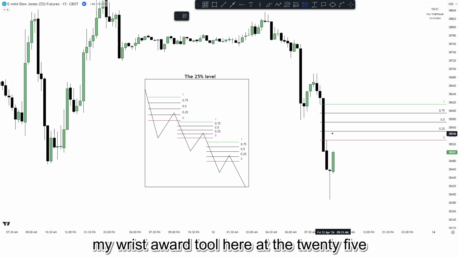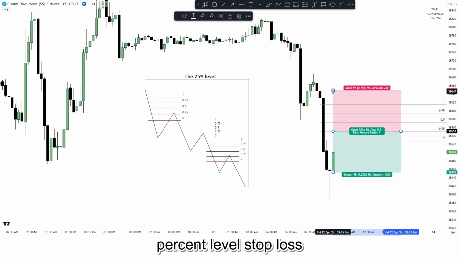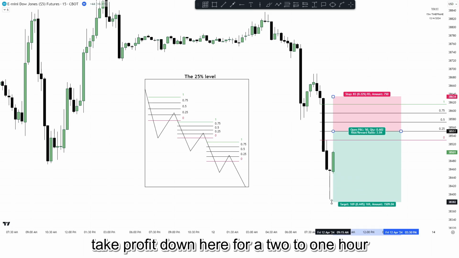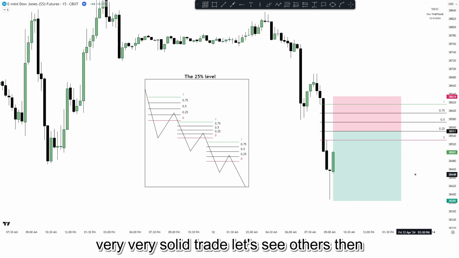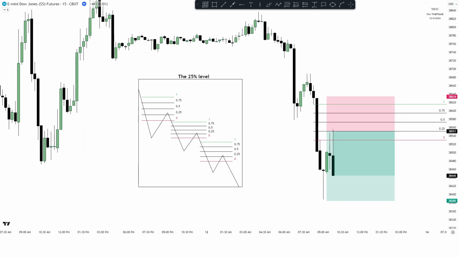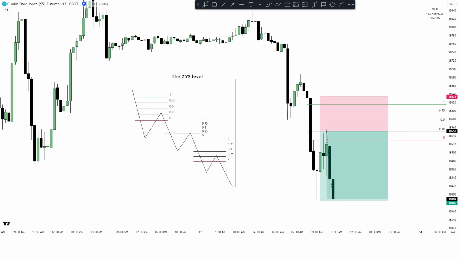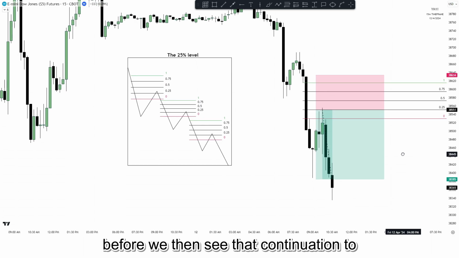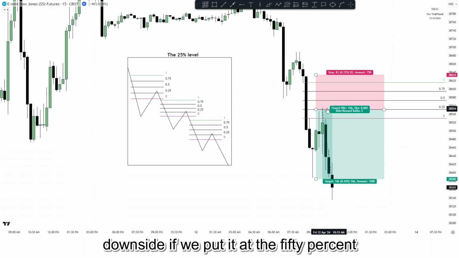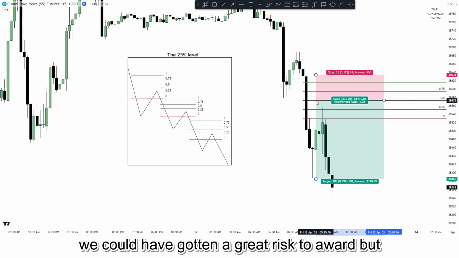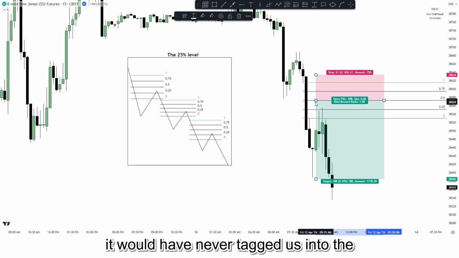So I'm going to put my risk to reward tool here at the 25% level. Stop loss above this high. Take profit down here for a 2-to-1 R. Very solid trade. Let's see how this then plays out. Price comes up to that 25% level to the tick before we then see that continuation to the downside. If we put it at the 50% level, it would have never got up here. Yeah, we could have gotten a great risk to reward, but it would have never tagged us into the trade.